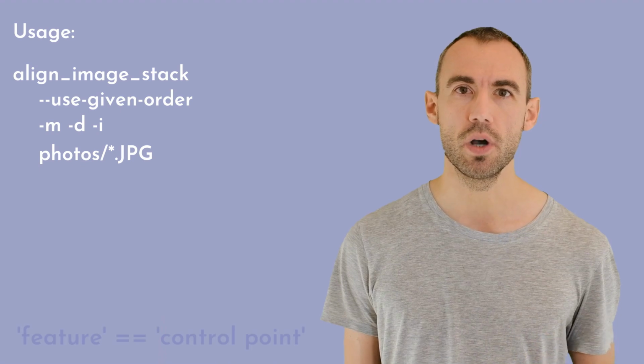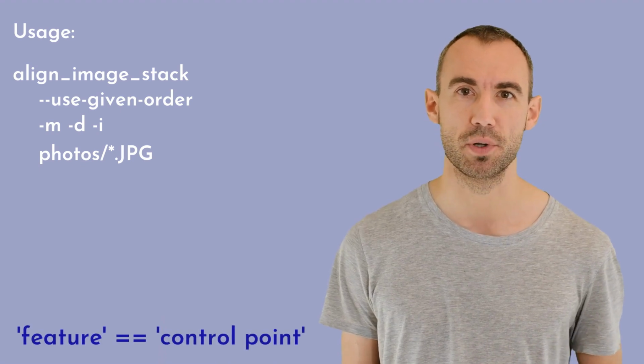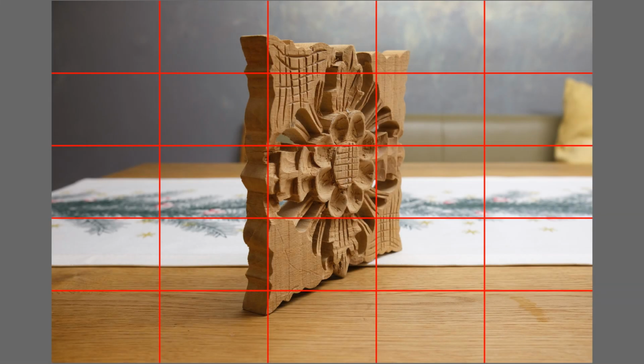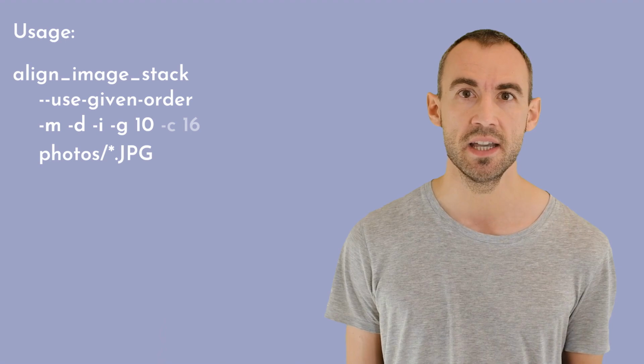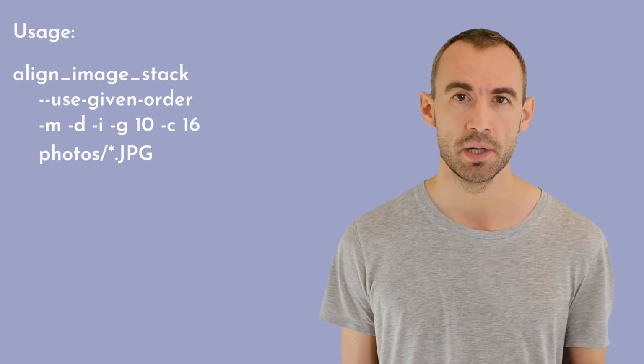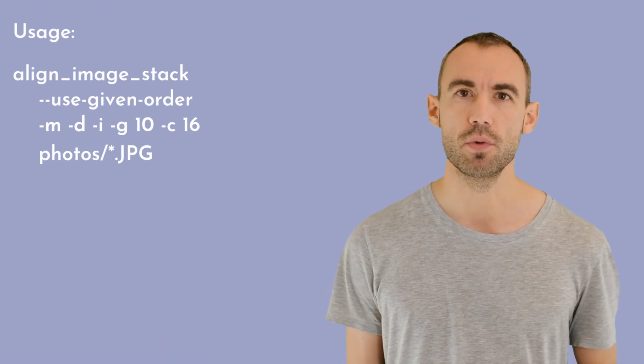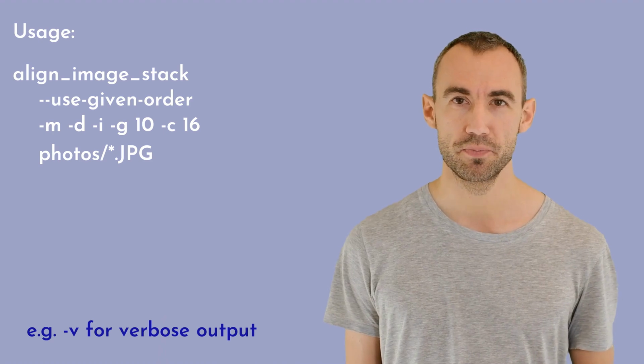Then there are two options that influence the feature matching process. By default, the image is split up into a 5x5 grid. And in each cell, the program looks for up to 8 feature matches across adjacent images. With the option -G, we can change the size of the grid, and the option -C changes the number of features to use. If you're not getting a good alignment, increasing these values might help. There are a few more options, but I think we'll stop here.